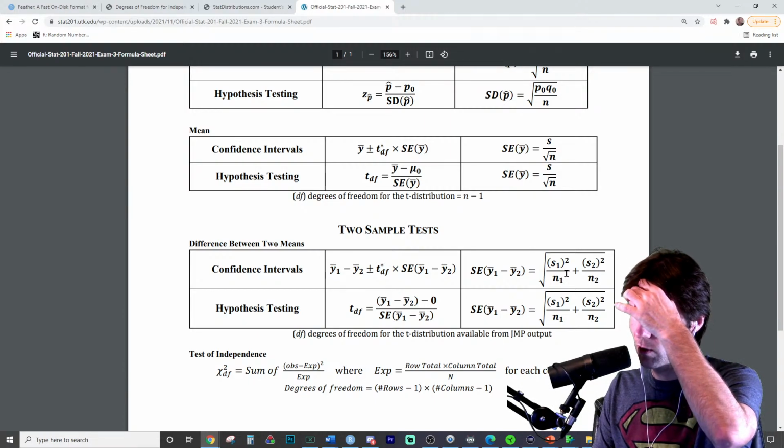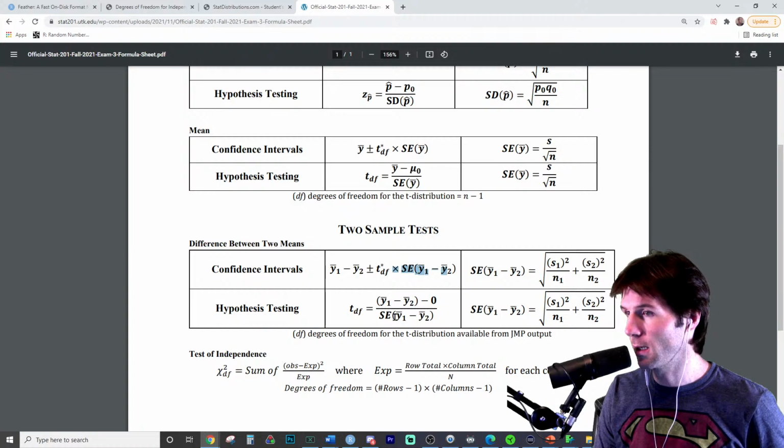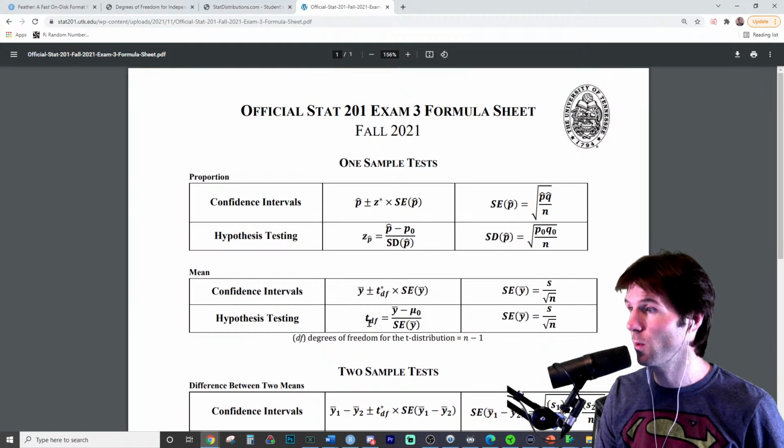Seeing the standard error, I just wrote s sub 1 squared over n sub 1, s sub 2 squared over n sub 2. And that is for this portion right here for the test right there. And you can see everything we have.